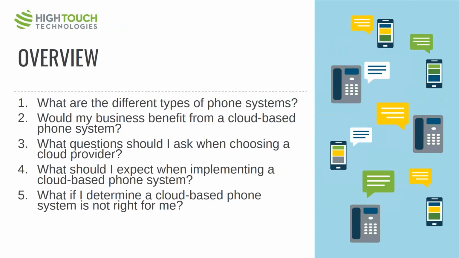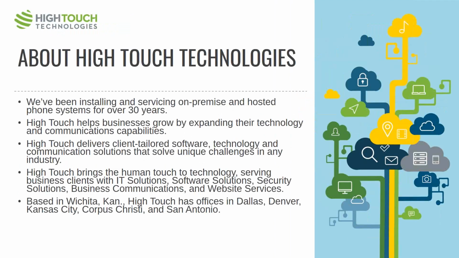end of the webinar. So first of all, we want to talk a little bit about Hightouch Technologies, in case you're not familiar with our organization. We've been installing and servicing on-premise and hosted phone systems for over 30 years. We have a lot of expertise and experience when it comes to implementing or servicing phone systems. Hightouch helps businesses grow by expanding their technology and communications capabilities. And we do this through client-tailored software, technology, and communication solutions in a way that helps companies solve unique challenges regardless of their industry. We have key strengths in RTO, which stands for rent to own, healthcare, manufacturing, nonprofit, professional services, and utilities. Our slogan is, we bring the human touch to technology, and we do this by serving business clients with IT solutions, software solutions, security solutions, business communications, and website services.